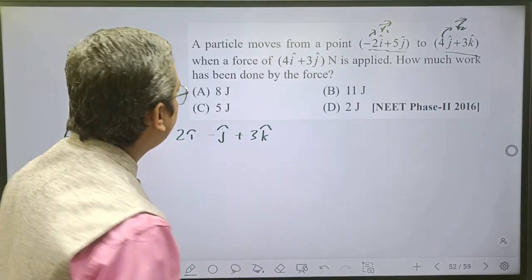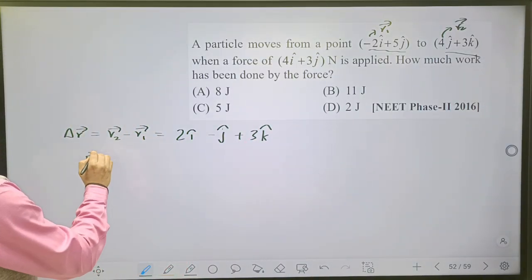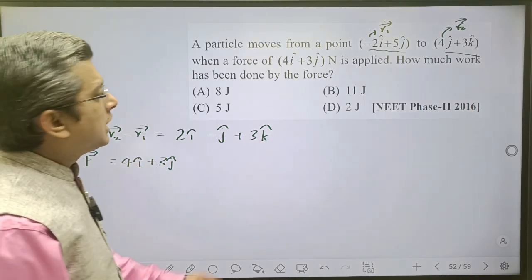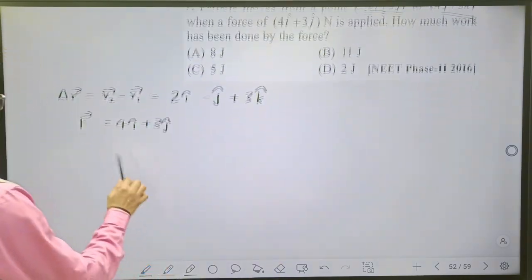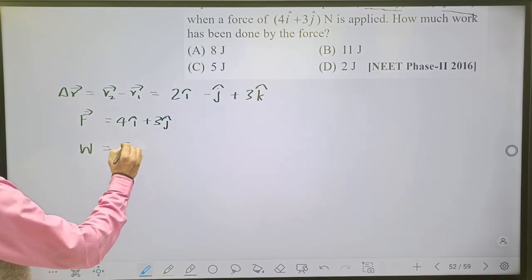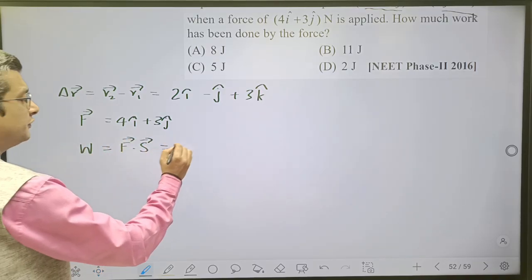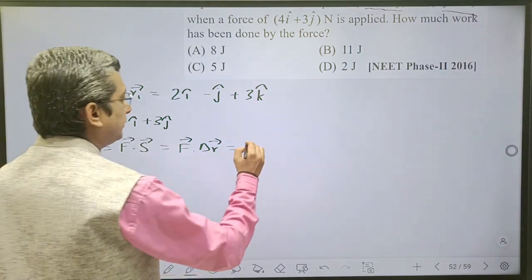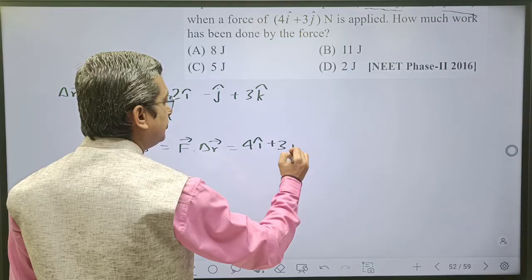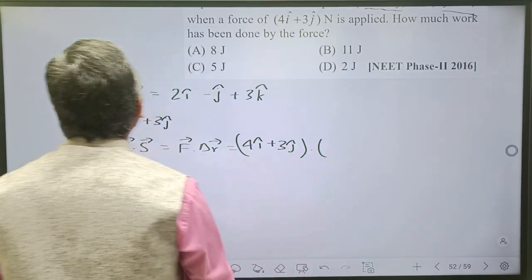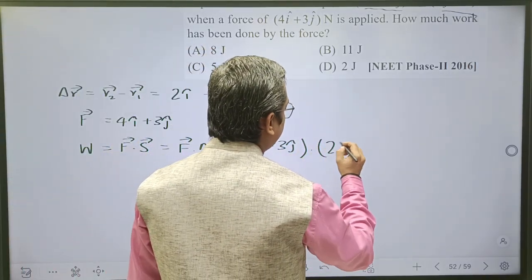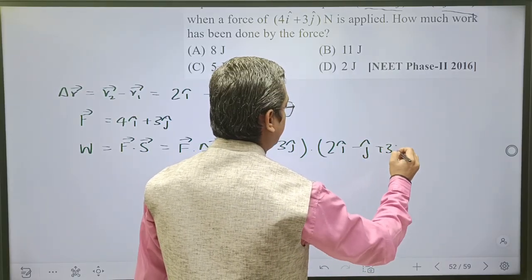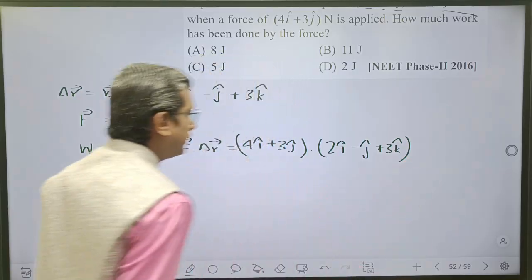So the expression is r2 vector minus r1 vector is 2 I cap minus j cap plus 3 k cap, and the force applied is given by 4 I cap plus 3 j cap. How much work has been done by the force? So work is given by F dot displacement, and what is displacement? This is nothing but the change in position. So this force vector is 4 I cap plus 3 j cap dot 2 I cap minus j cap plus 3 k cap, isn't it?